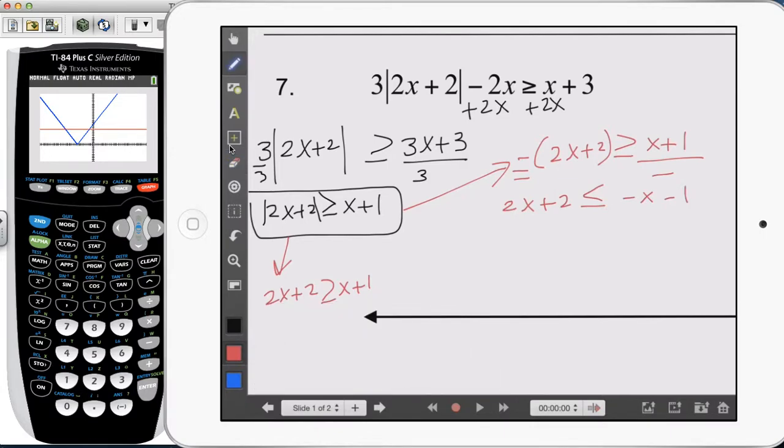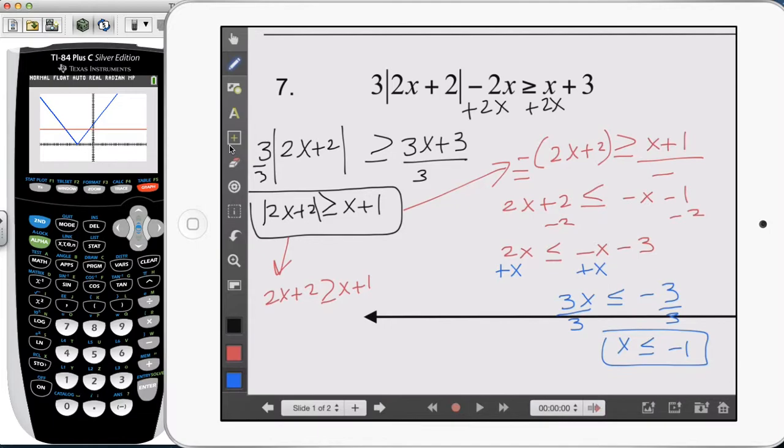Now remember, again, you have to solve for x, so subtract 2 from both sides. And then you need to divide by 2. Subtract 2 from both sides, and then you have to move the x to the other side. So you get 3x to be less than or equal to negative 3. Now you need to find x. So x is less than or equal to negative 1. That's going to be your first solution.